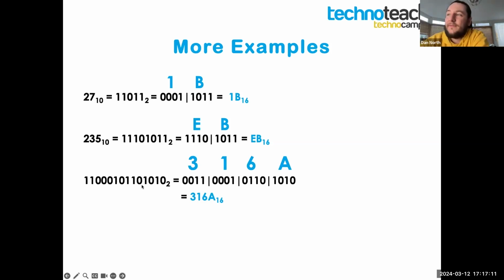And so this very long binary number, which I'm not going to bother working out in decimal, you can do that for homework, is 316A in hexadecimal.